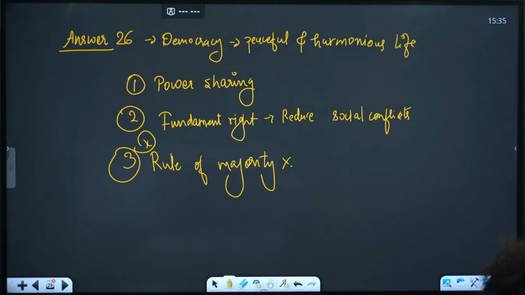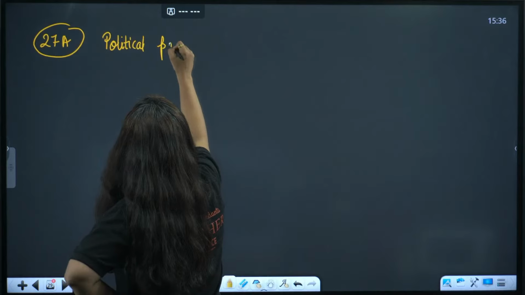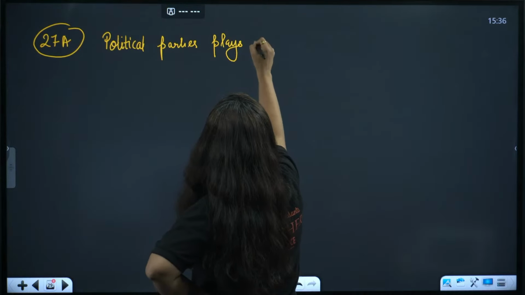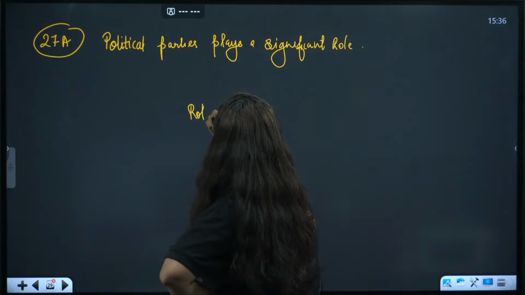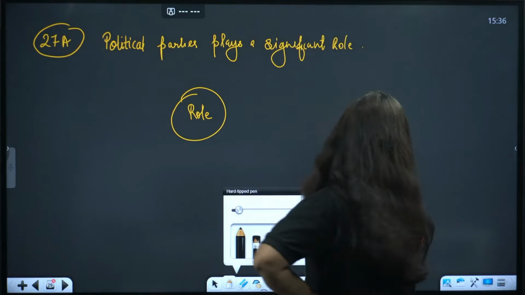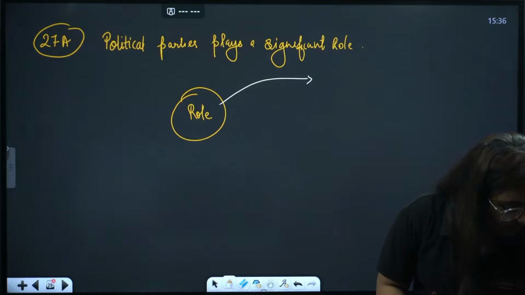So yes, we know that political parties play a significant role. Let us directly dive into the role of political parties one by one. I am just naming the heading topics. You need to write them in detail. So what is the first role?